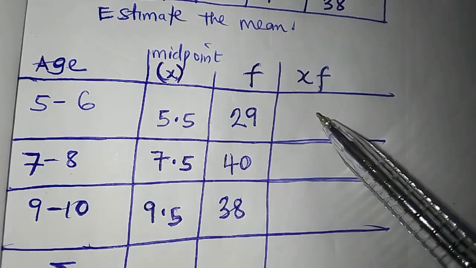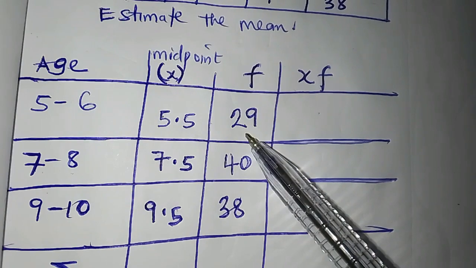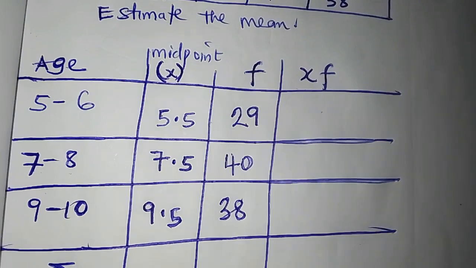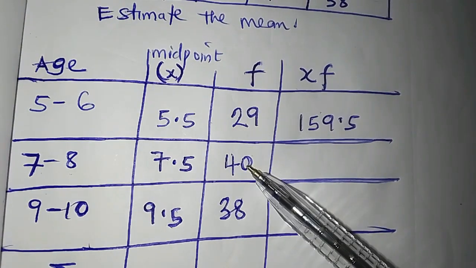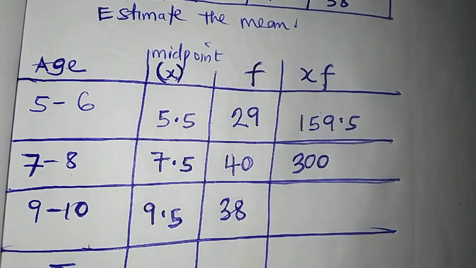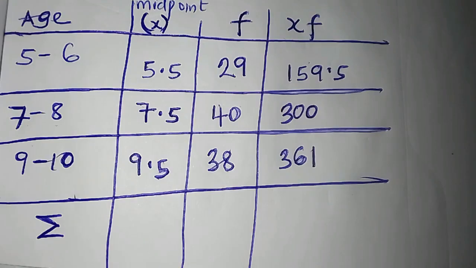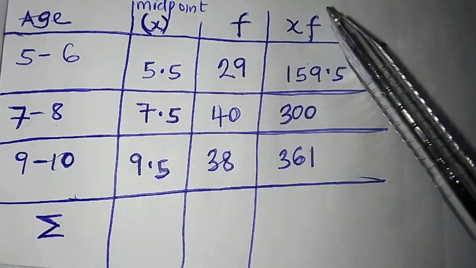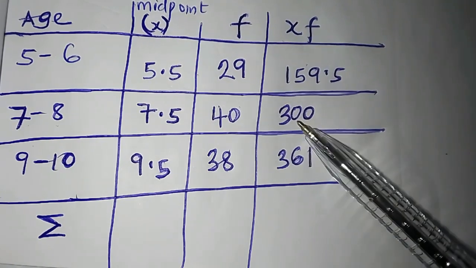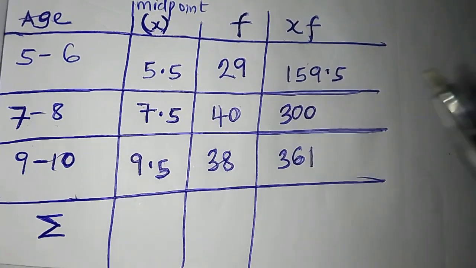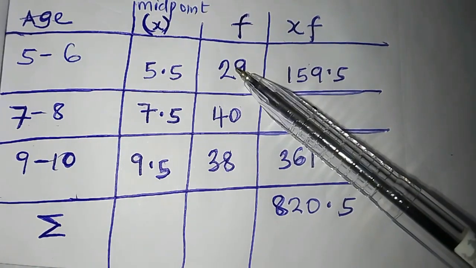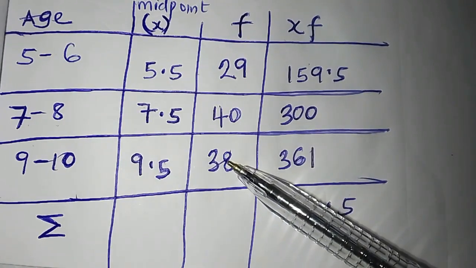To get this column, I will multiply the midpoint and the frequency. 5.5 times 29 is 159.5. 7.5 times 40 is 300. 9.5 times 38 is 361. Let's add up the frequencies and the product of the midpoint and the frequencies. 159.5 plus 300 plus 361 is 820.5. And if I add up all the frequencies, 29, 40, 38, it is 107.